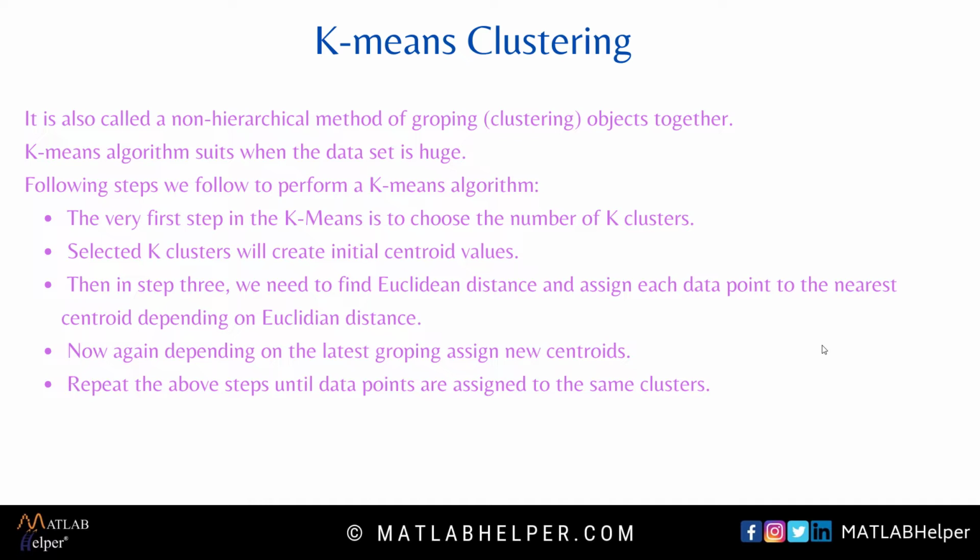Over here you can see the steps we have to follow to perform k-means clustering. The very first step in k-means is to choose the number of clusters, k. The second step is to select k points, and that will create the initial centroid values. Then in step 3 we need to find the Euclidean distance and assign each data point to the nearest centroid depending on Euclidean distance. In the next step, depending on the latest grouping, assign new centroids. Repeat the above steps until data points are assigned to the same clusters.